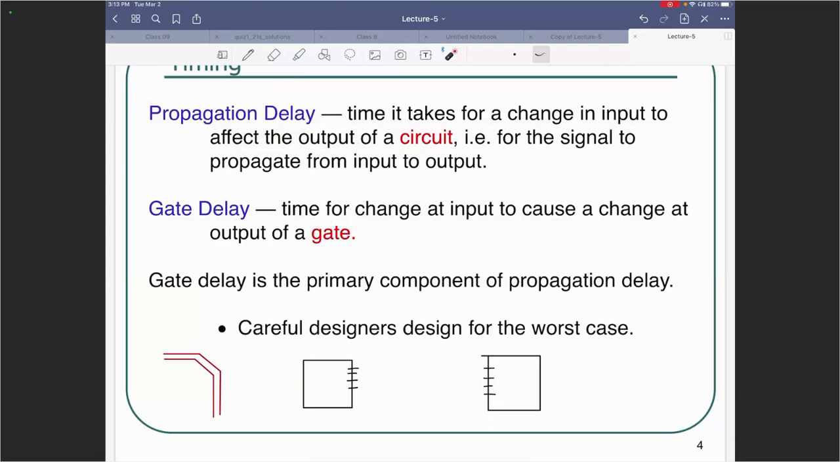I hope you see that gate delay is much smaller than a propagation delay, and propagation delay directly depends on the number of gates in a circuit and the gate delay of each of those gates. Gate delay is the primary component of propagation delay. You also have delays through wires, but those are very small in comparison to a gate delay. So careful designers design for the worst case. They use what are called serpentine traces. They take the longest trace they have to have, and then they make all the other traces of that length. That's called designing for worst case.